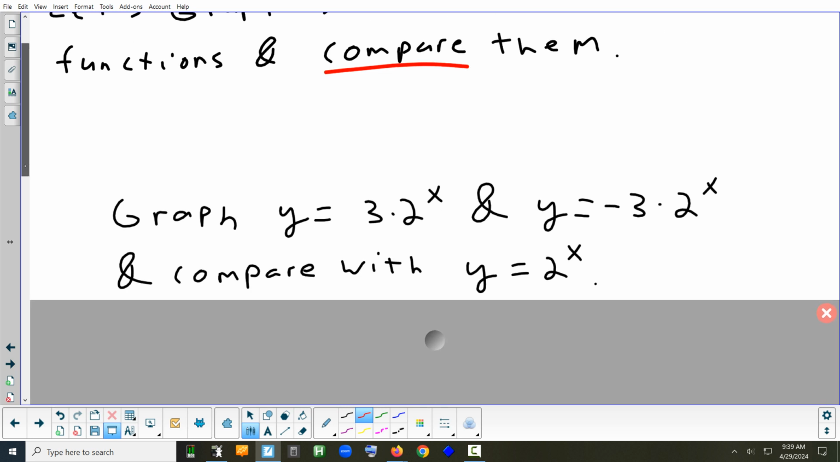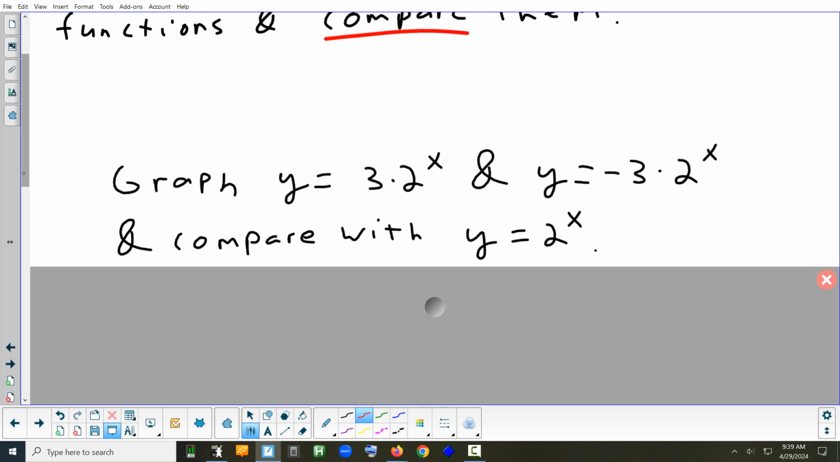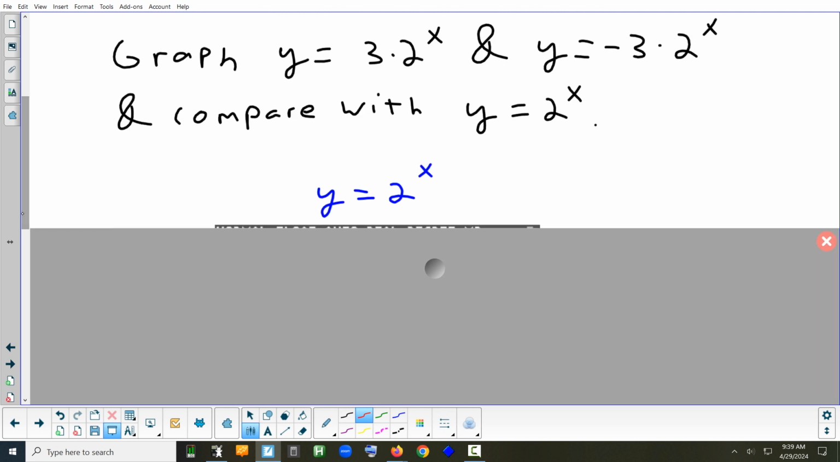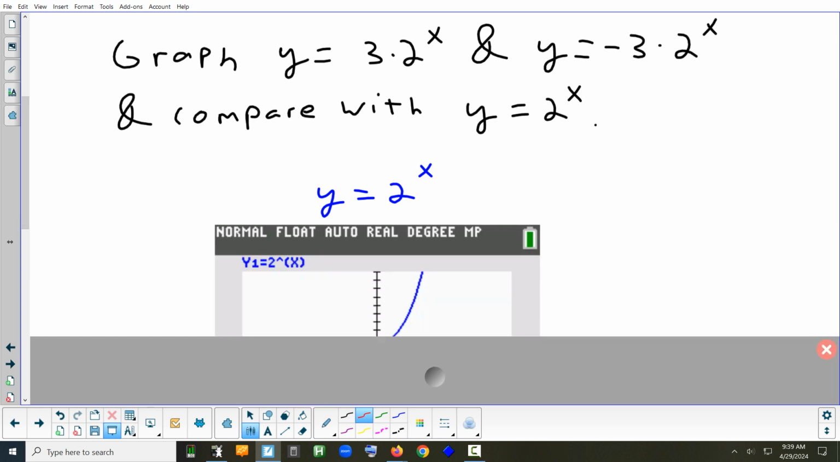All right, let's graph. Okay, you guys don't have to graph this. I already did it on the calculator. I just want you to see these different graphs, and I want you to see how they look. So I'm going to graph 3 times 2 to the x and -3 times 2 to the x. I want to see what the difference is.